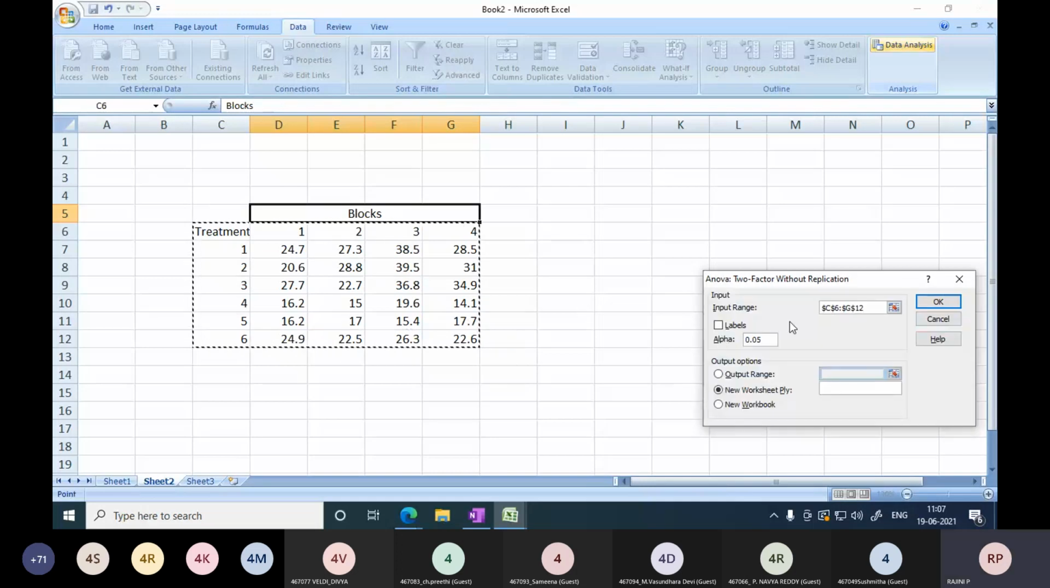And after selecting the data, you need to check this labels very clearly. Okay, don't forget. See here, I have selected the headings, treatment headings have been taken, block headings also have been taken. So I haven't taken only these values, I have taken the headings also. So click on labels. Is it clear, everybody? Yes, ma'am.